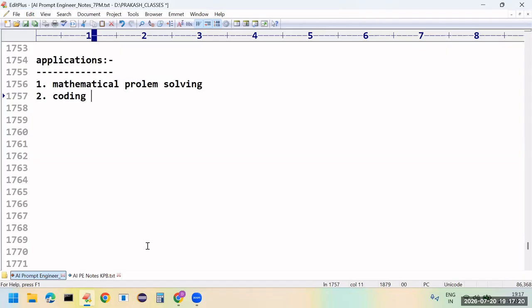Even for coding and debugging purposes. Do you know, now I am using this? Suppose I have a problem, a program is not executing, no worry. I will upload my code and ask. Next, SQL query generation. Today, I want to find the second highest salary of the employees. Generally, these kinds of queries need in-depth knowledge of SQL. But no worries, you can solve it.